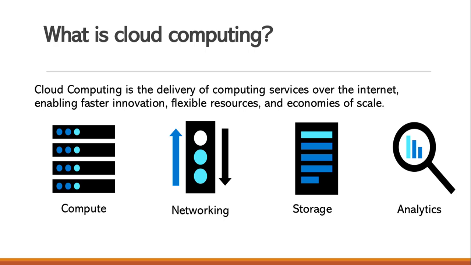As you can see, it is the delivery of computing services over the internet. When we talk about different cloud providers, be it AWS, GCP, Azure, there are a lot of services and a lot of abilities that you can perform that you are still performing on your on premises in a better and an optimized way, right? And it enables faster innovation, flexible resources, and economies of scale.